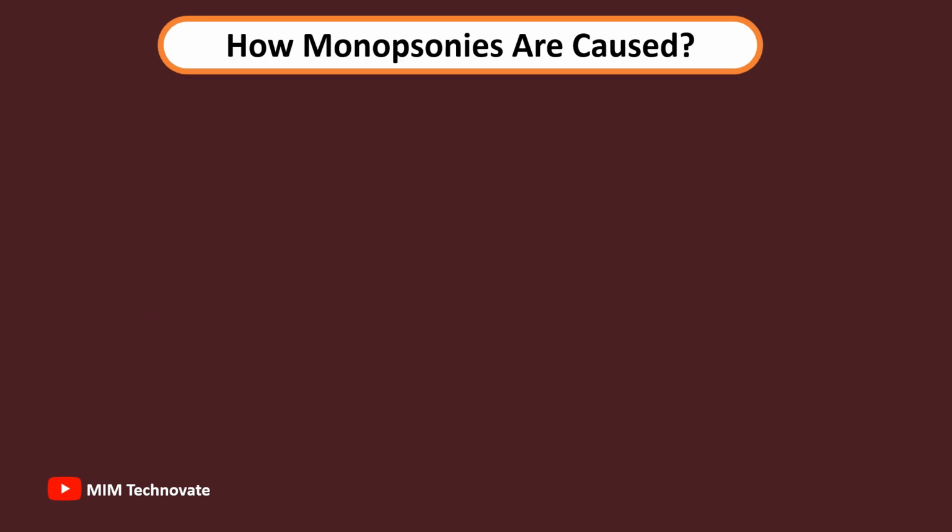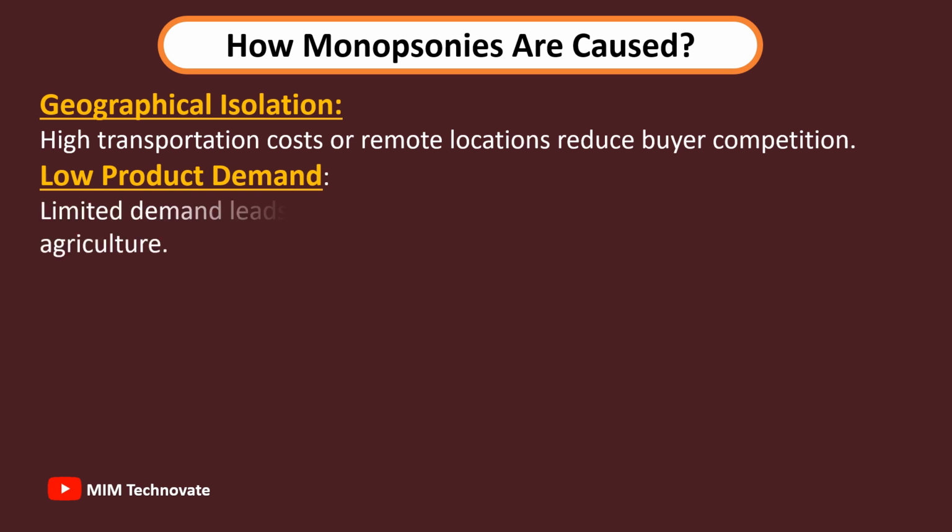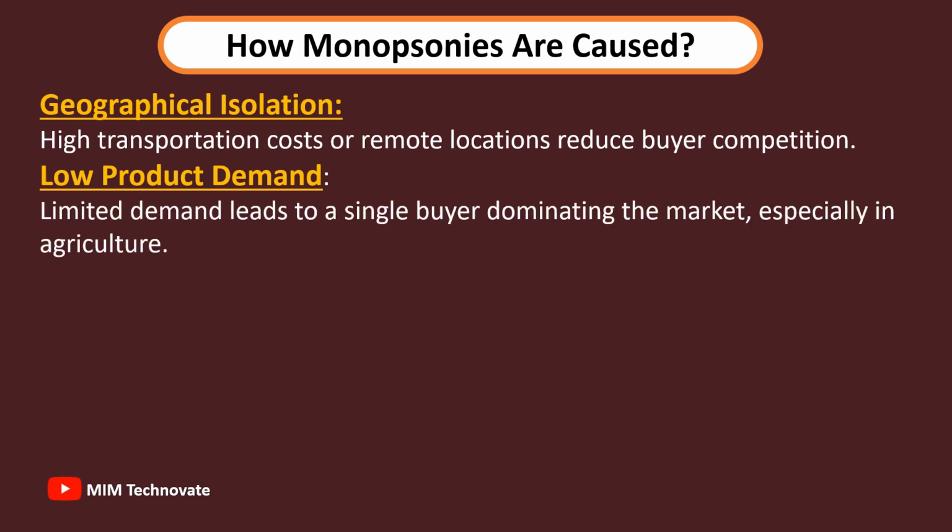How monopsonies are caused. Geographical isolation. High transportation costs or remote locations reduce buyer competition. Low product demand. Limited demand leads to a single buyer dominating the market, especially in agriculture.